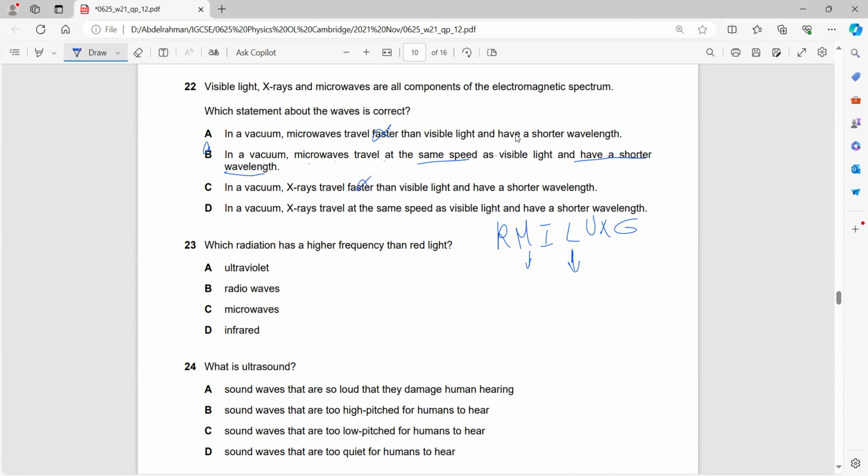Nope. X-rays travel at the same speed and have a shorter wavelength. Yes, X-rays have a shorter wavelength than the light waves.